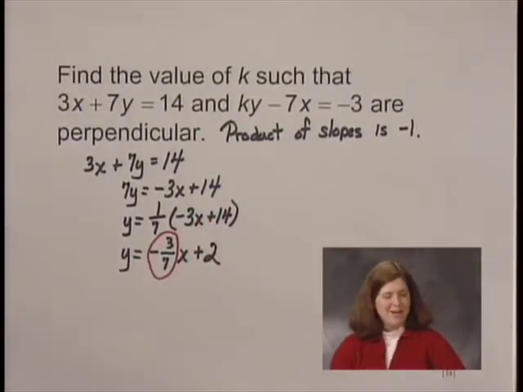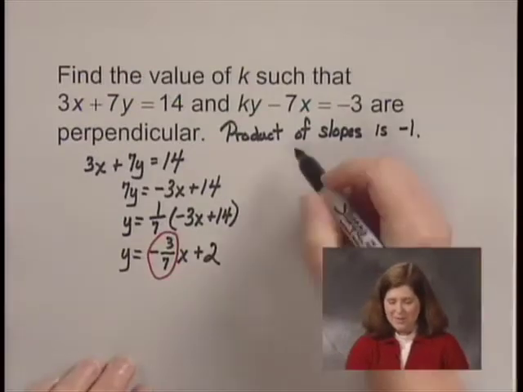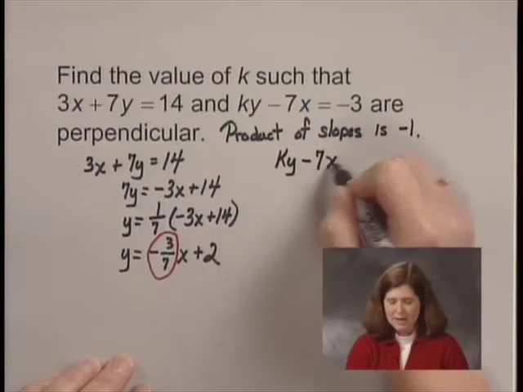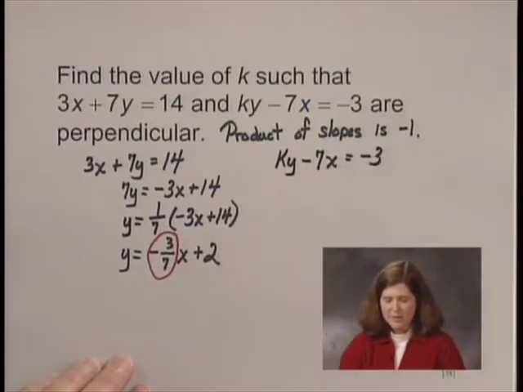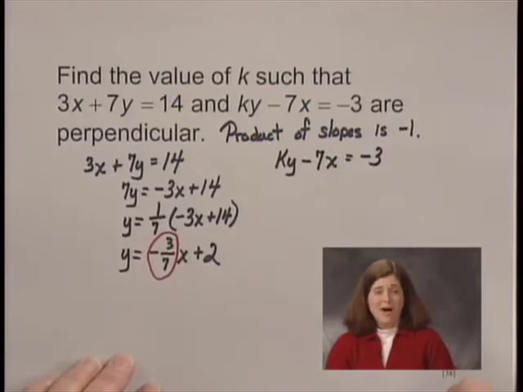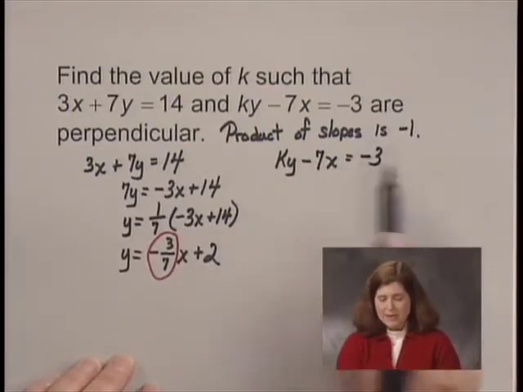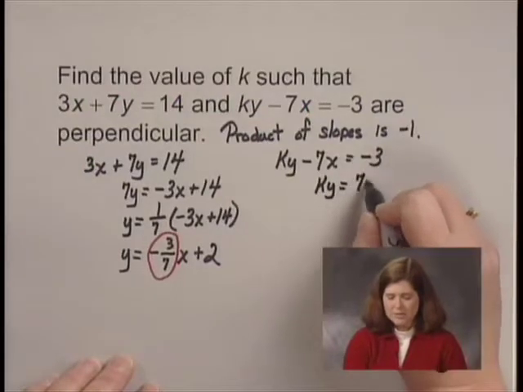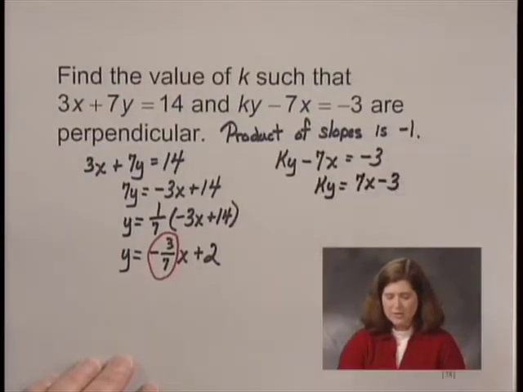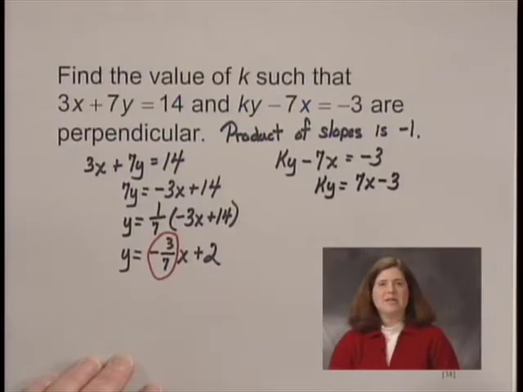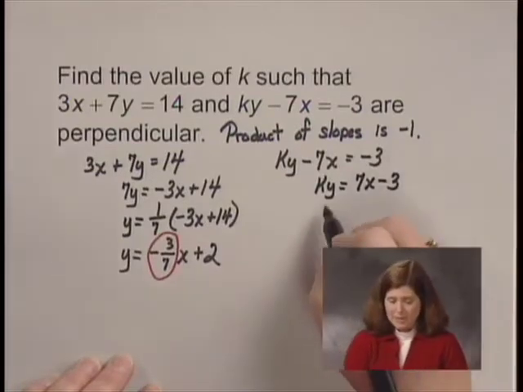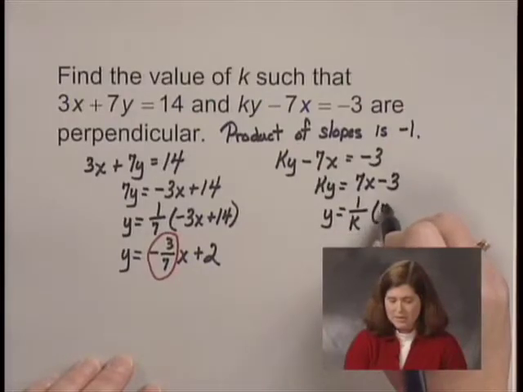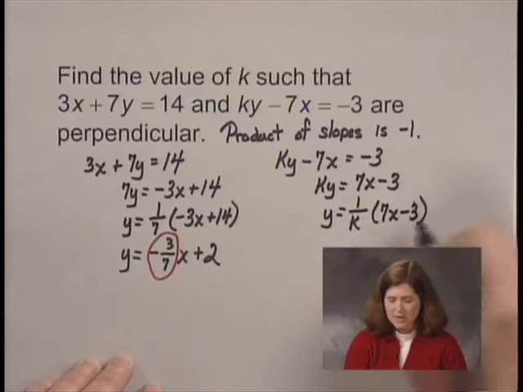Now we'll look at the other line. This one has the k in it. We have ky minus 7x equals negative 3. Again, we want to solve for y. So we add 7x to both sides, and we have ky equals 7x minus 3. And we multiply both sides by 1 over k. We have y equals 1 over k times 7x minus 3.